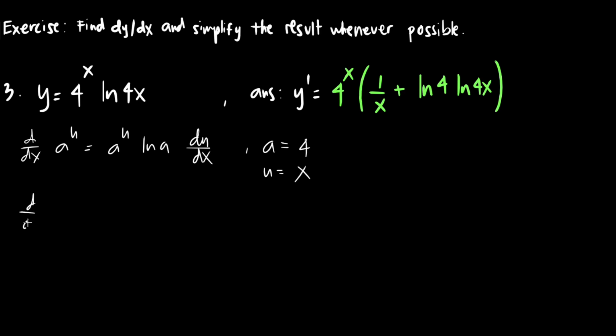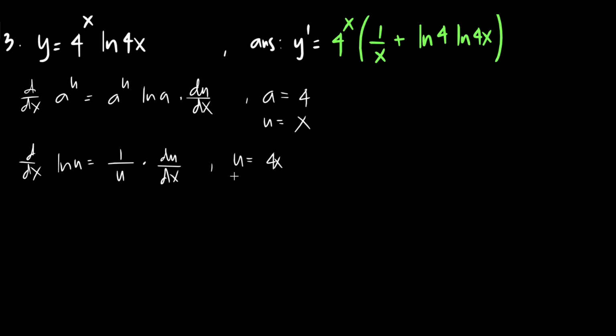Similarly, d over dx of ln u is 1 over u du over dx. Our u here is equal to 4x. So take note of this one. We will just copy first: y is equal to 4 raised to x ln of 4x.